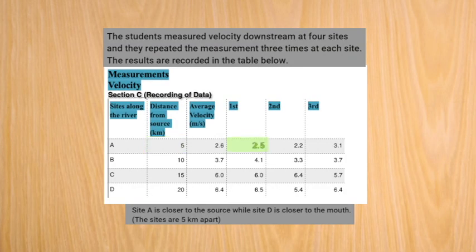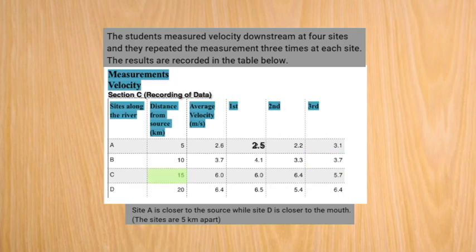The first measurement was 2.5 meters per second. The second measurement was 2.2 meters per second. The third measurement was 3.1 meters per second. Site B is 10 kilometers from the source. The first measurement was 4.1 meters per second. The second measurement was 3.3 meters per second. The third measurement was 3.7 meters per second.